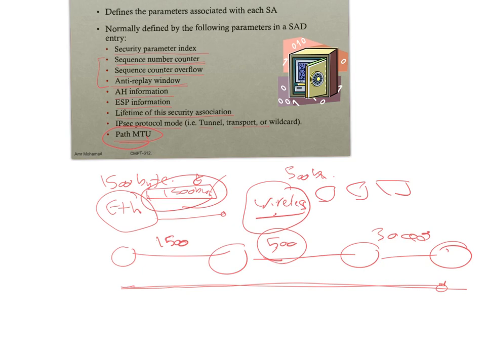Is that clear? Okay? Any question with this? So this is what the path MTU is used for. It's used to try to avoid fragmentation inside the tunnel. But the path is not always the same, so it will be calculated. Sometimes the path will be different depending on the routing table, to the shortest.